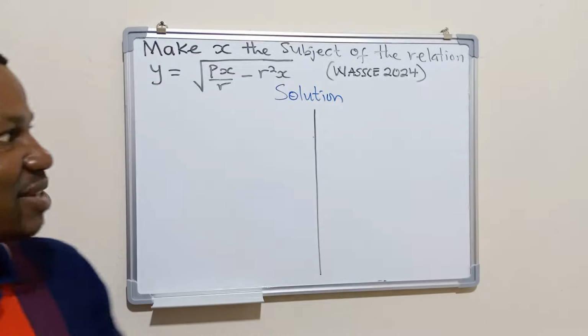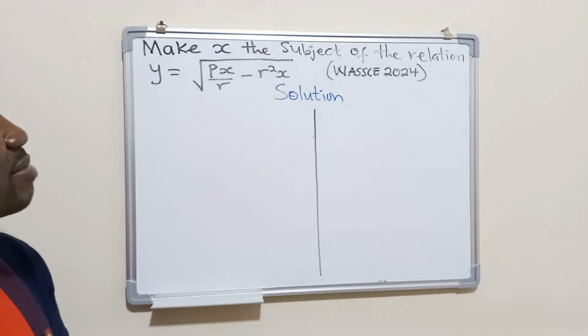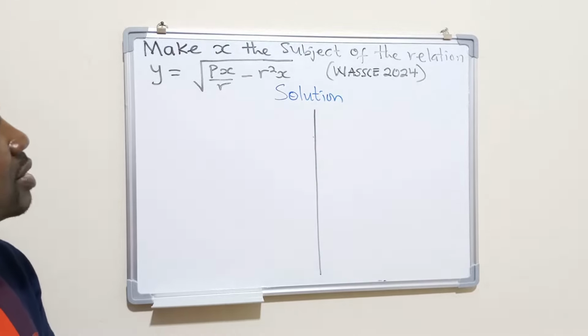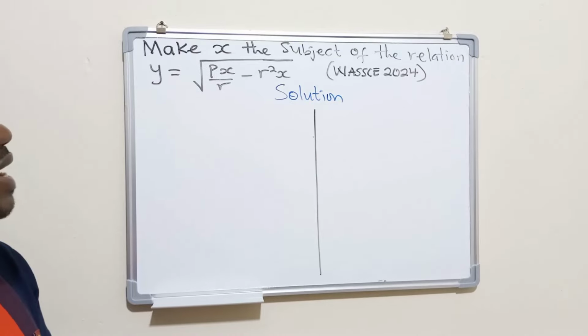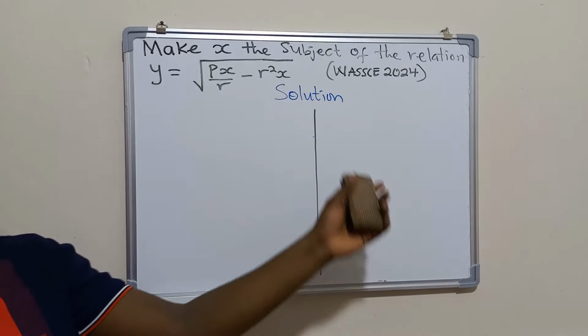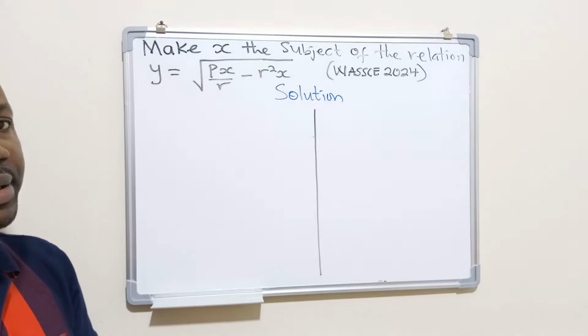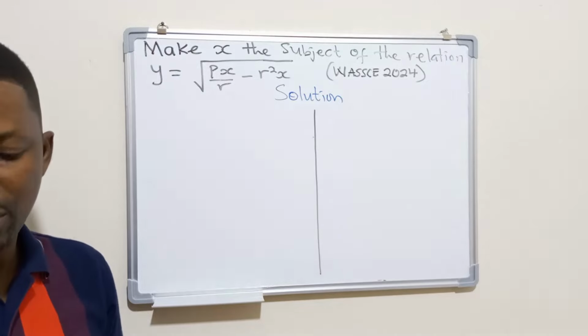Please let's consider the question that we have on the board. Make S the subject of the relation y is equal to the square root of px over r minus r squared x. And this is a WASSCE 2024 question. How do you go about that? Or how do you tackle such a question?